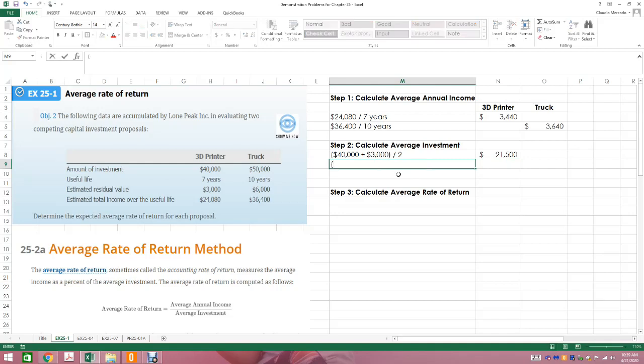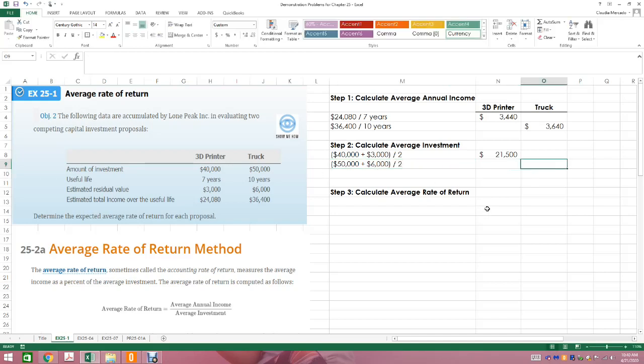My investment for the truck is $50,000. Okay. I'm going to add my residual value of $6,000 for the truck. And I'm going to divide by 2, okay? So 50 plus 6, that's $56,000, and I'm gonna divide by 2. That's gonna give me $28,000. So these amounts represent my average investment. These amounts represent my average annual income, okay?